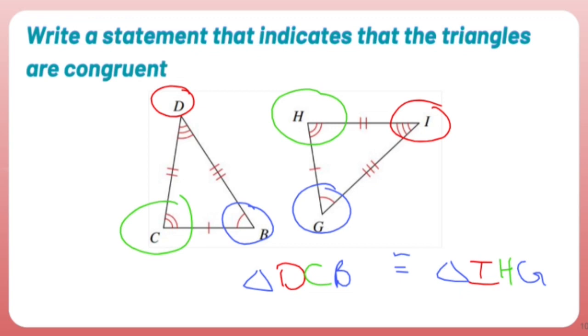Now, the reality is we have, not an infinite amount, but like 4 or 5 ways, maybe 6 ways that we can write this out. I can write this out as CBD is congruent to HGI, or I could do BCD is congruent to GHI, as long as D matches up with I, C matches up with H, and B matches up with G. It's all good as long as you put things in the corresponding order.